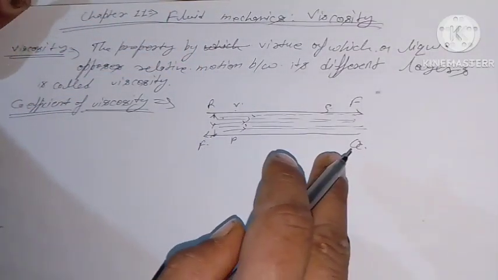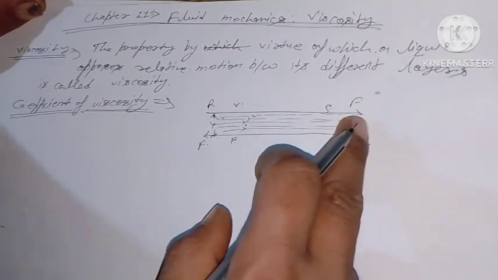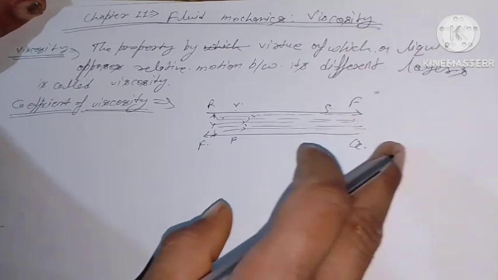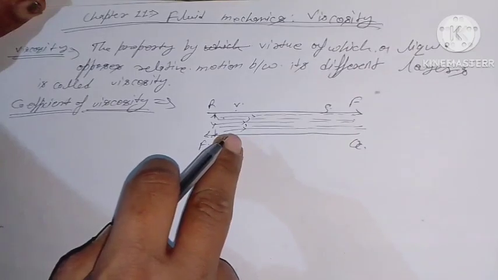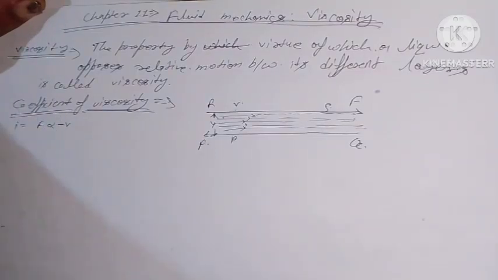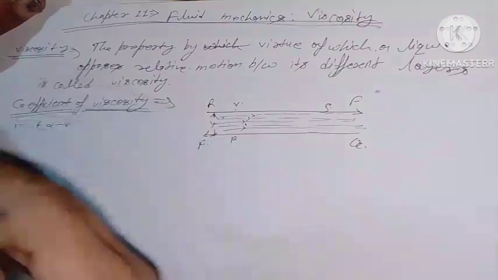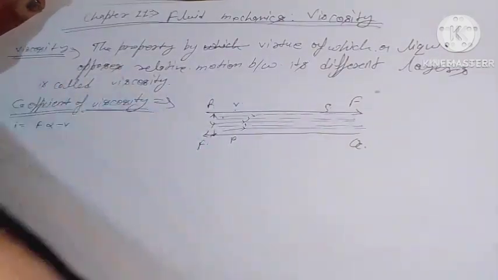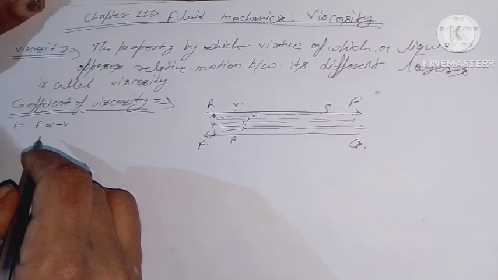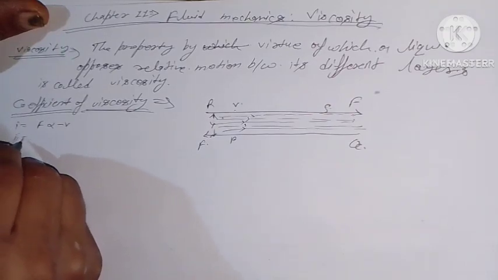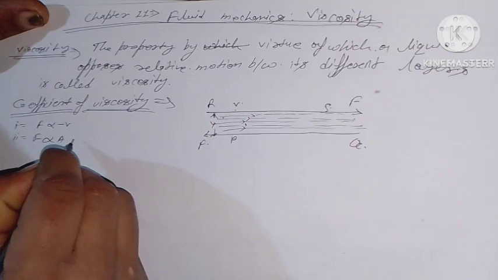This force F must act on RS in the direction of motion. An equal force will therefore act on it in the opposite direction due to viscosity. This backward dragging force F depends upon the following factors. First point, F is directly proportional to minus v. The force F is directly proportional to the relative velocity v and acts in a direction opposite to the direction of motion of the liquid. Then second point, force is directly proportional to area.